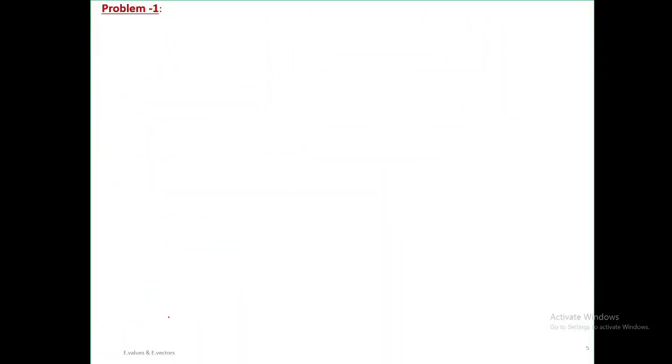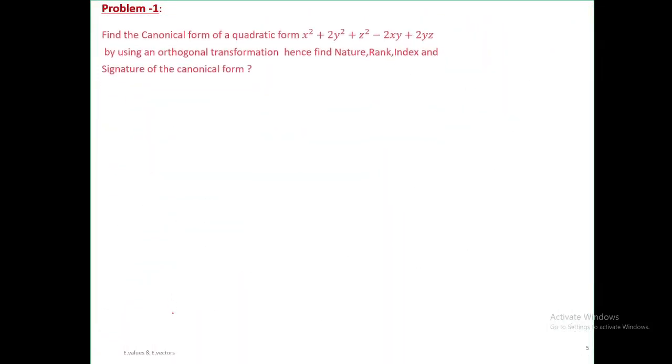So now let us do one problem. Problem number 1. Find the canonical form of a quadratic form by using an orthogonal transformation. Hence find the nature, rank, index and signature of the canonical form. So first let us find what the canonical form is. After that we will get to know all these things. Through orthogonal transformation we need to find it.